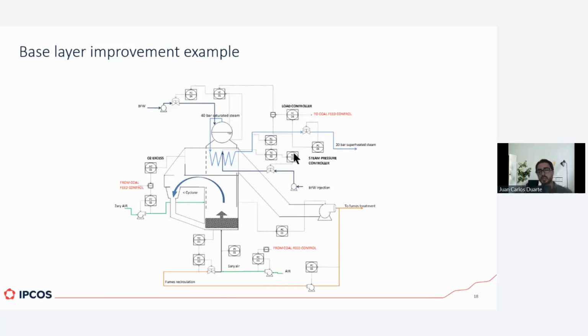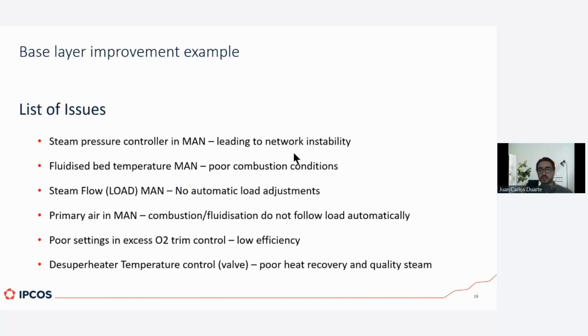Basically, you can see here how there's a whole management of the coal itself, the fluidized bed, and how the steam pressure controller is actually acting on many parameters. So what were the issues we found? That the steam pressure controller, which is basically the most important one in any single network, was in manual. So the network was unstable. The pressure was never stable. It was just operators making manual actions on the boiler.